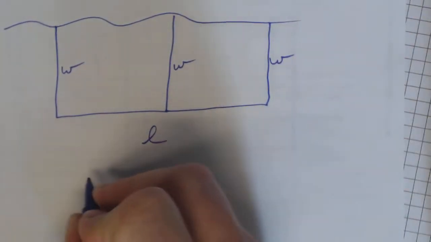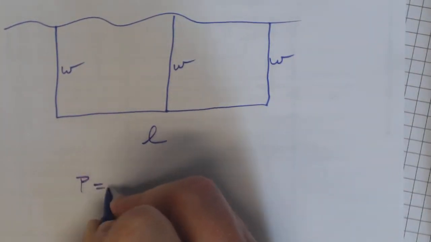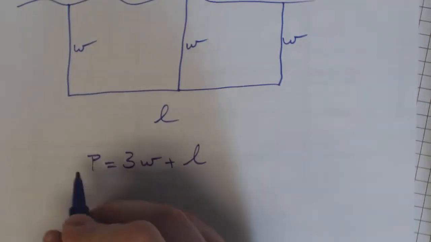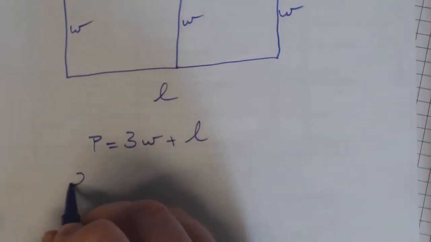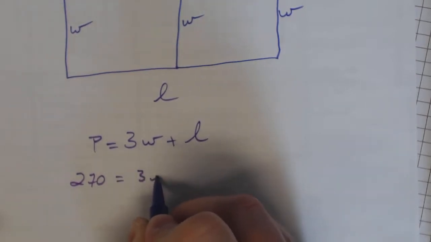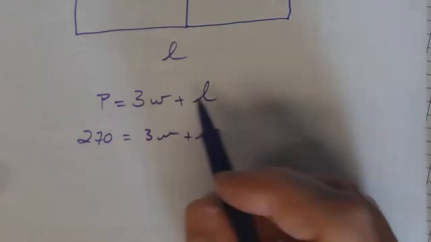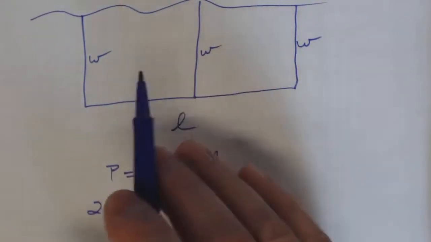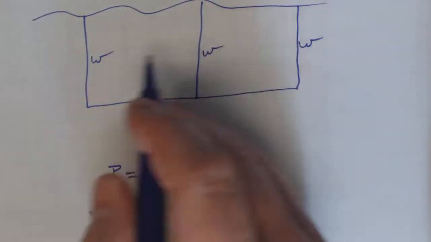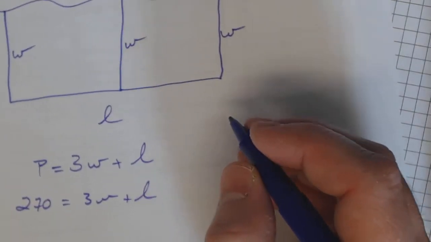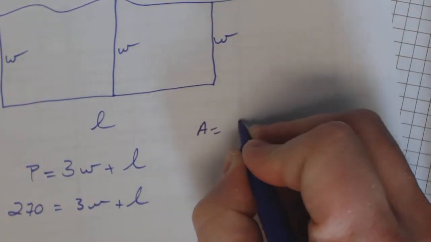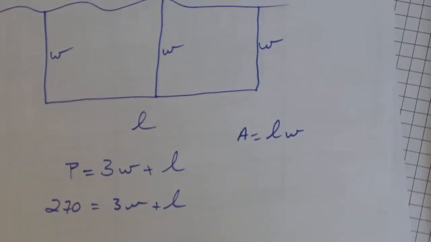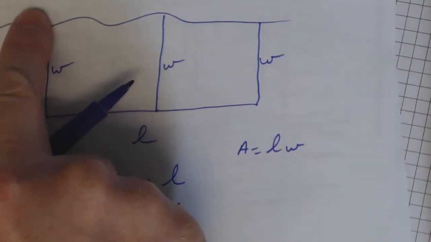So my perimeter for this is 3 W's plus 1 length, and I know how much my perimeter is going to be: 270. So what I've got to figure out is what width and length would maximize the area of this right here. Now what's the area of this big rectangle? The area would be length times width. So I want to maximize the area of this big rectangle.